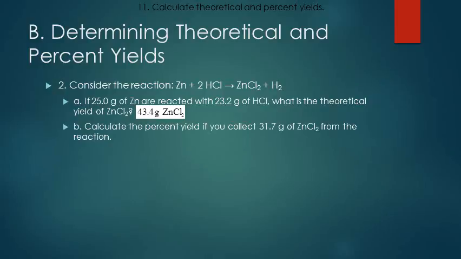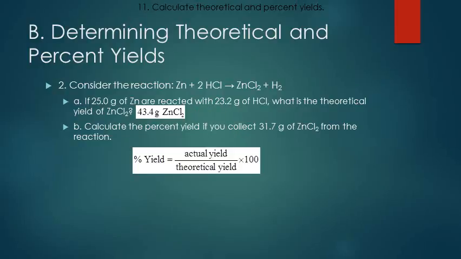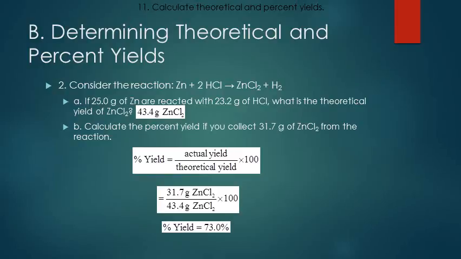Question B. Calculate the percent yield if you collect 31.7 grams of zinc chloride from the reaction. So just like in the previous problem, here we're given the amount that we collect. We're told that we get 31.7 grams. We already calculated our theoretical yield, so we can use our equation for percent yield. We'll take the actual of 31.7 grams divided by the theoretical of 43.4 grams, turn it into a percentage by multiplying it by 100, and that gives you 73.0% yield.